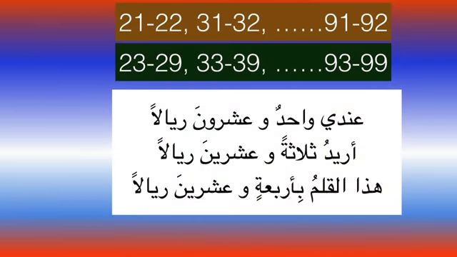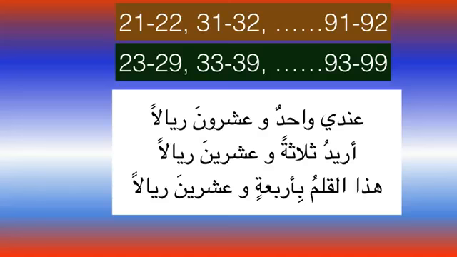So again we come to the groups from 21 to 22, and from 23 to 29. So what will happen is they will decline in a normal way. For example, عندي, I have واحد وعشرون ريالا. So the thing to notice is واحد وعشرون, it is combined together. This waw is atf and عشرون is معطوف على واحد.